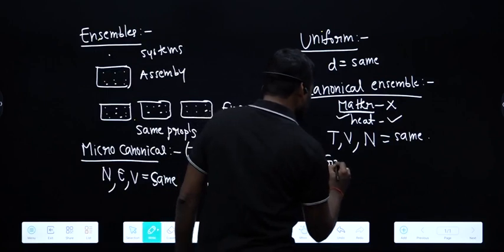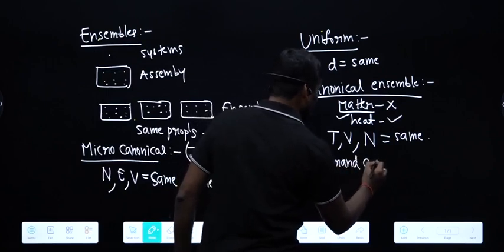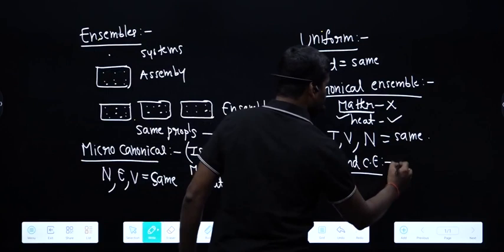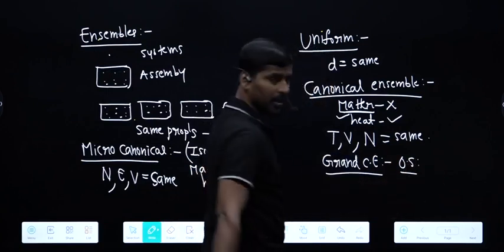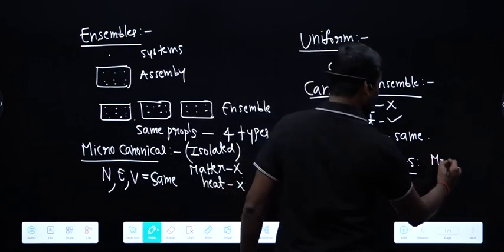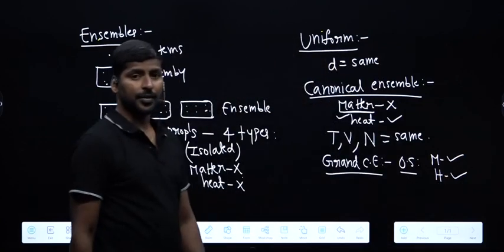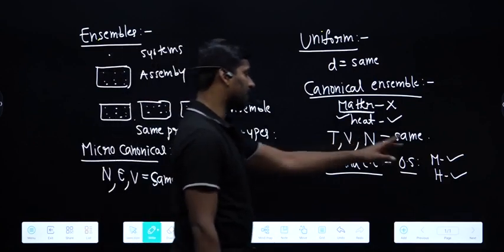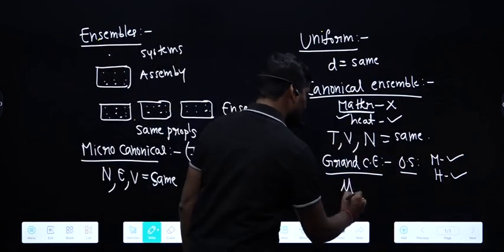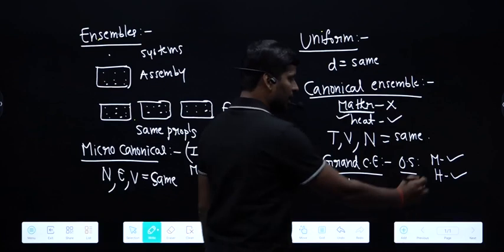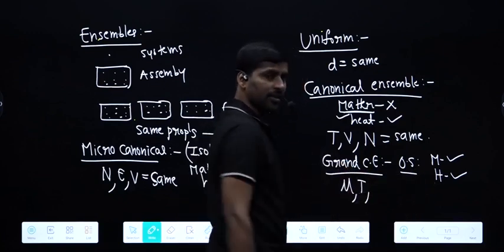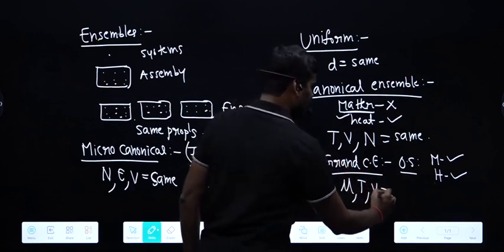And the last one, grand canonical ensemble. This is similar to an open system in thermodynamics. Open system means exchange of matter takes place, and exchange of heat also takes place between system and surroundings. So here exchange of matter takes place to maintain constant chemical potential. Exchange of heat takes place to maintain constant temperature, and volume is common in each case.